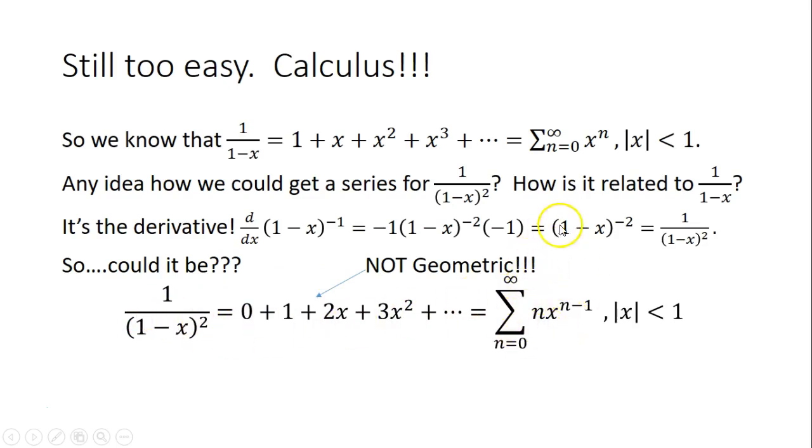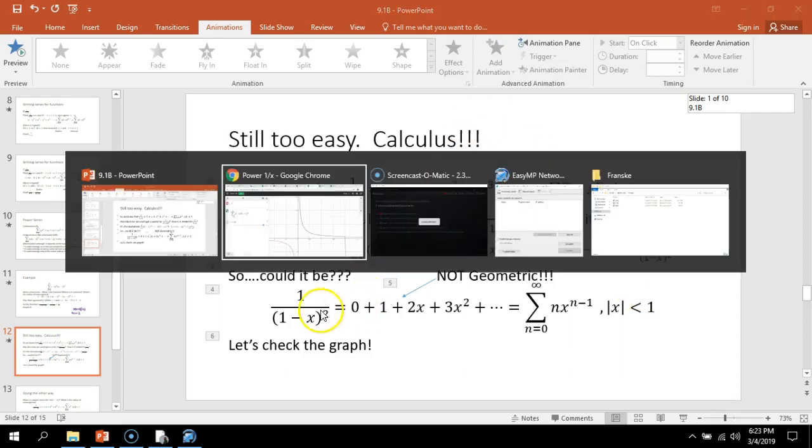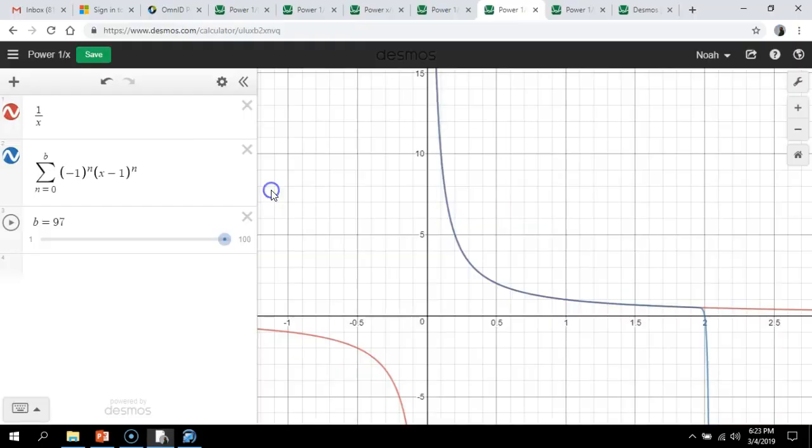And if you look here, you can really just do the calculus on the thing inside of the sigma. Move the n to the front and drop the power to the n minus 1. That's all you have to do. But it's still only going to be good between negative 1 and 1. So let's take a look at the graph here. I didn't go to check the graph, but let's check the graph.